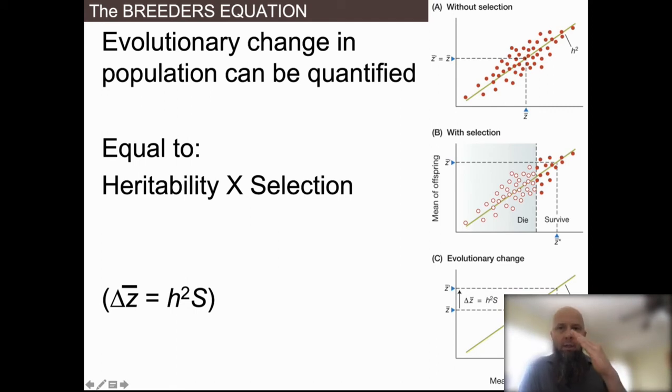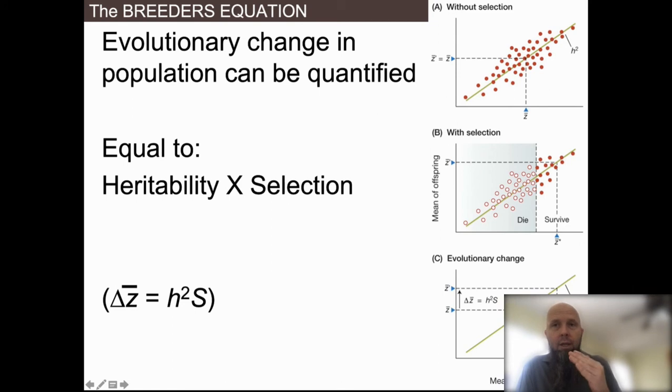If the slope of that line is 1, an increase of 1 unit on the x-axis results in an increase of 1 unit on the y-axis. There's a perfect 1-to-1 relationship between the average of parents and the average of offspring. That would be a highly heritable trait. And so the slope of this line is heritability, indicated by h squared.